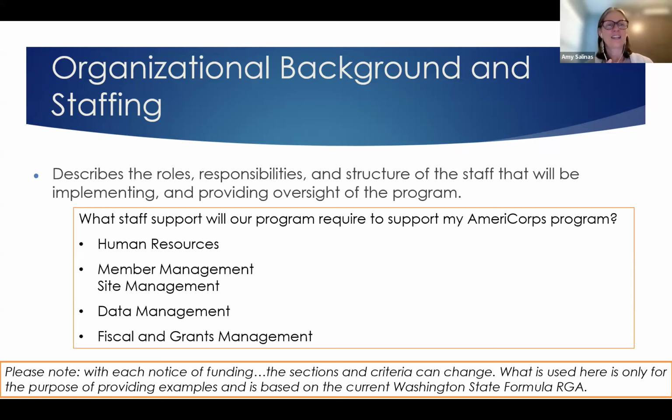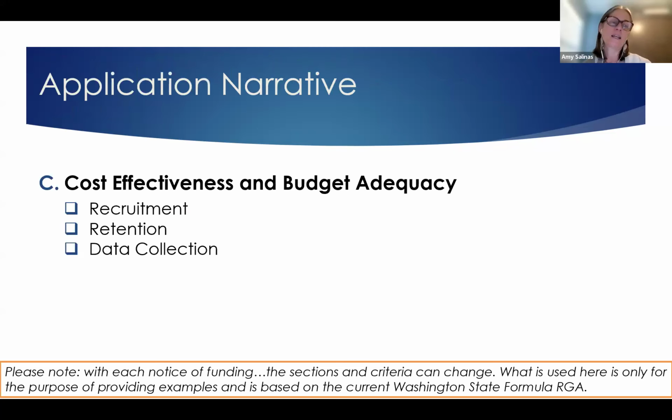Again, another layer that's communicating your program design so that the reviewers can say with certainty that they believe your theory of change will be able to be realized because you have all these pieces in place. And then finally, the last piece I think that really communicates part of your program design is in the cost effectiveness and budget adequacy section. Jennifer is going to talk in a future session about the budget pieces, which also really communicates your program design in a meaningful way.